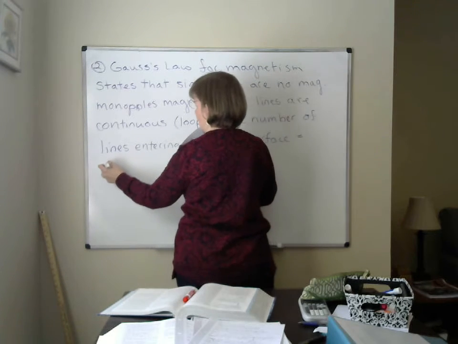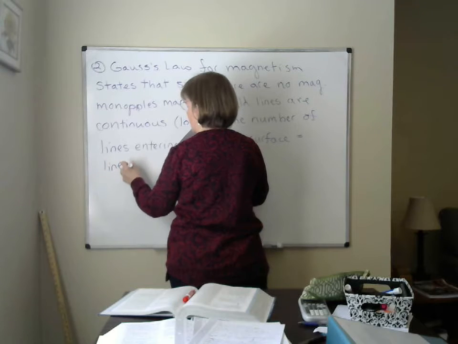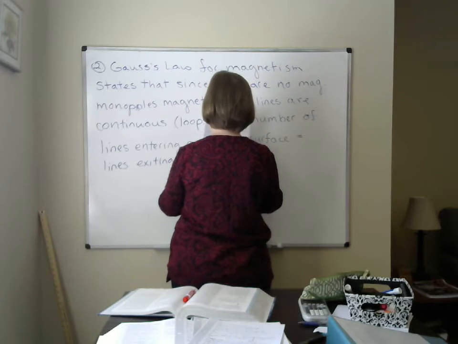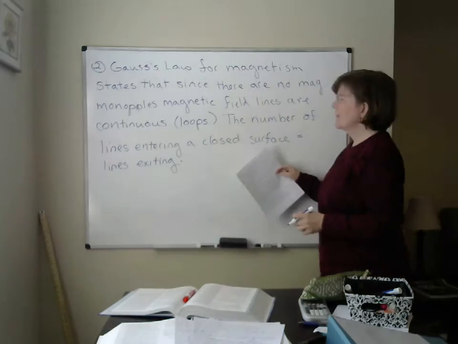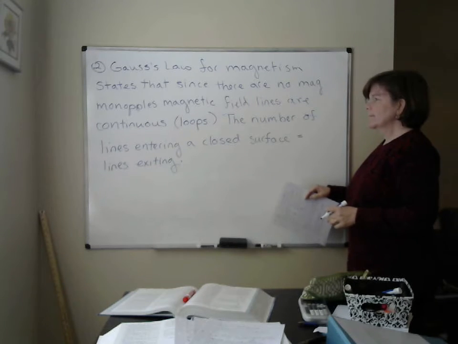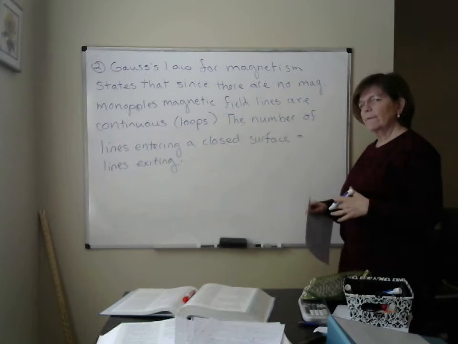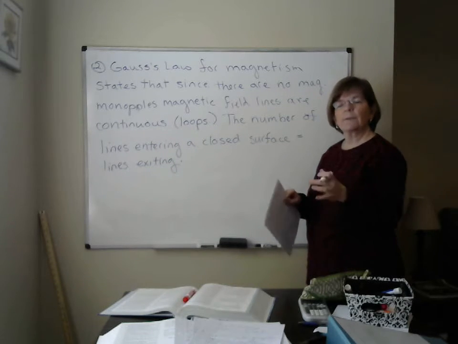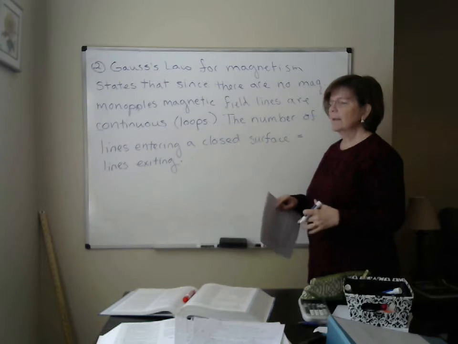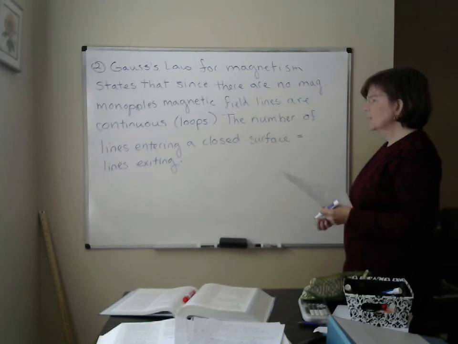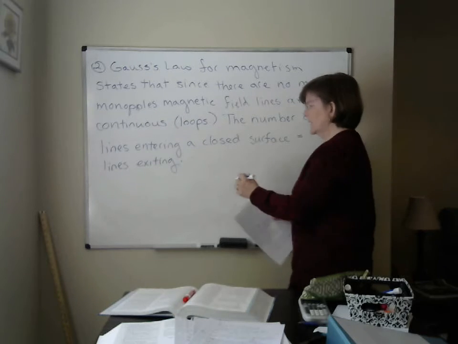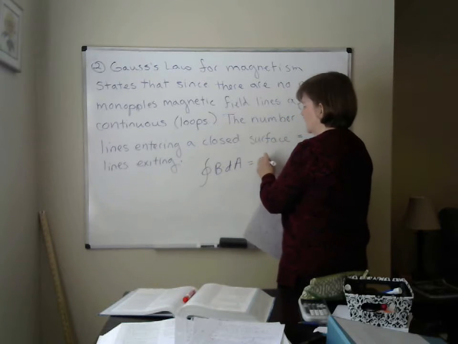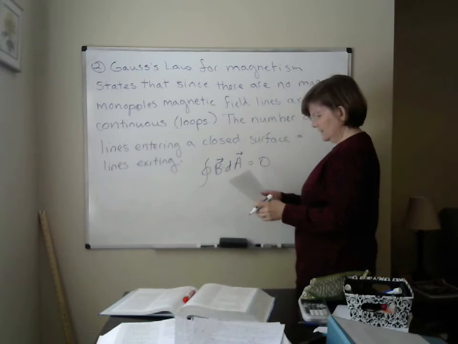Equals the number of lines exiting. Okay. Then for any closed surface, because those magnetic field lines form closed loops, no matter how we draw it, the number of magnetic field lines that are entering that surface will equal the number of lines exiting. Hence, we get that the integral of B dot dA has to equal 0. That's the law for magnetism. So that's an easy one.